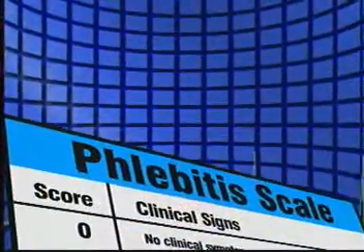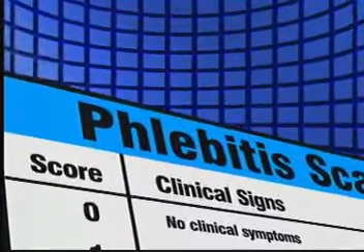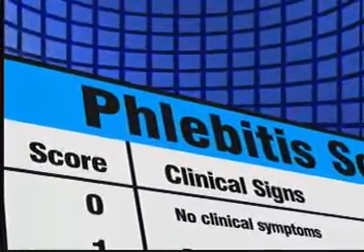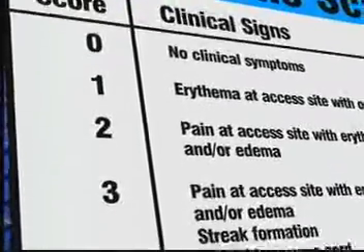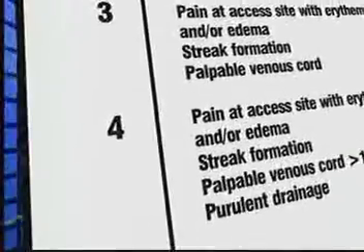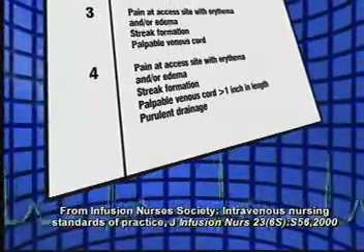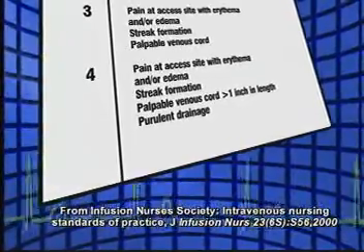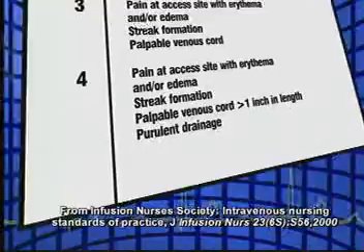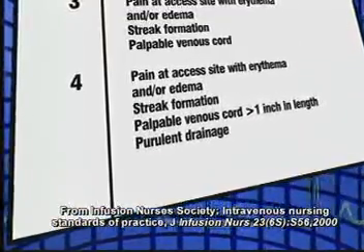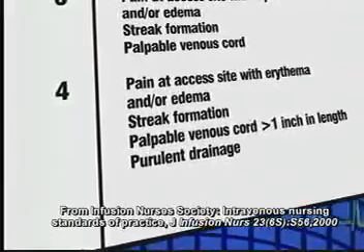A phlebitis scale is also available from the Infusion Nurses Society. In this scale, 0 represents no clinical symptoms with the site free of tenderness and inflammation. The highest score, 4, is given when a patient exhibits each of the following 4 criteria: pain at the site with erythema and/or edema, streak formation, a palpable venous cord greater than 1 inch in length, and purulent drainage. Mr. Schwartz's score is 0.